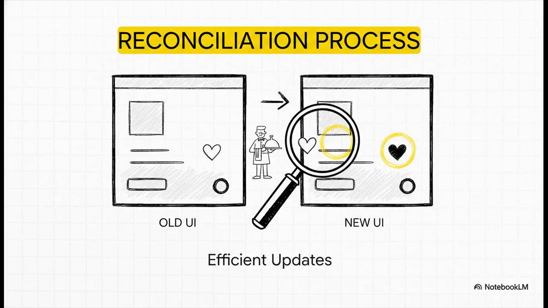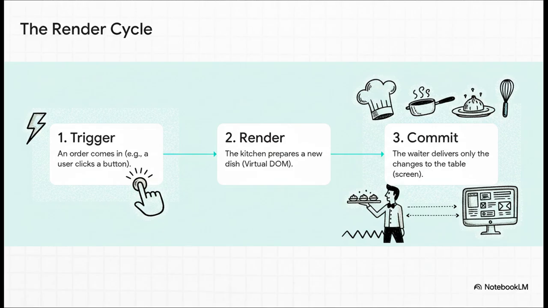It's wildly efficient. So you can really break this whole thing down into 3 clear steps. First, there's a trigger. An order comes in, maybe you click a button. Second, there's the render phase. That's the kitchen preparing the brand new dish, creating that virtual DOM. And finally, you have the commit phase. That's the waiter smartly delivering only the necessary changes to the table, or in our case, to your screen.